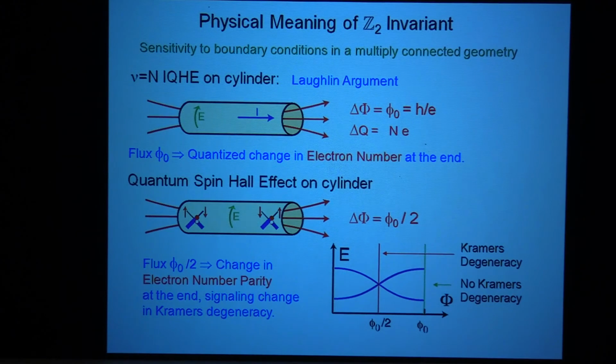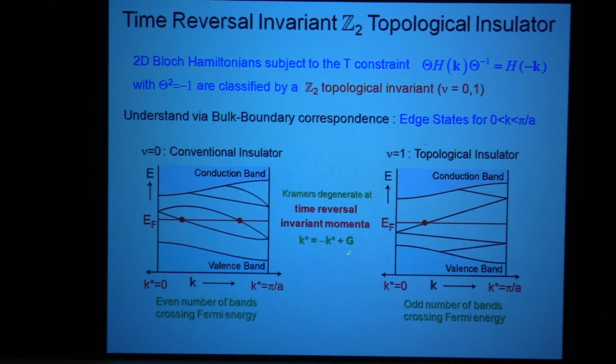Let's see. Where are we? Okay. So this tells us that there should be some topological invariant that has two values, 0 and 1, which tells us whether the edge looks like this or whether it looks like this, okay?